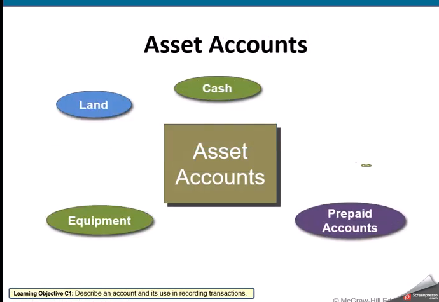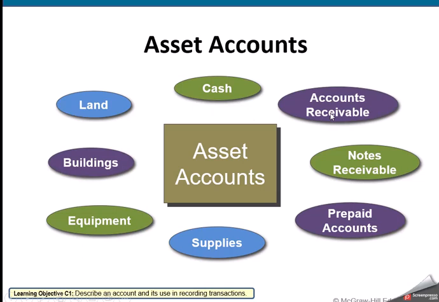So asset accounts are things like cash. Accounts receivable is when a customer owes us and we have sent them a bill. So we've billed them on account. It's called accounts receivable. Notes receivable is very similar to an accounts receivable, but it's a little bit longer that we're giving them to pay, and we get to charge them interest.